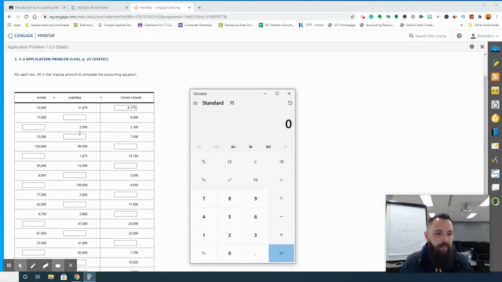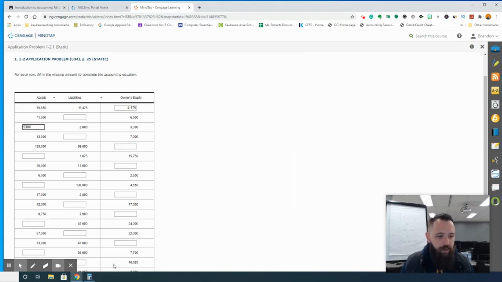There we go. Next, assets equals liabilities plus owner's equity. Well, all we need to do here is add liabilities plus owner's equity to get our missing assets. So let's just do that real quick. 2,000 plus 3,300, and we get 5,300.